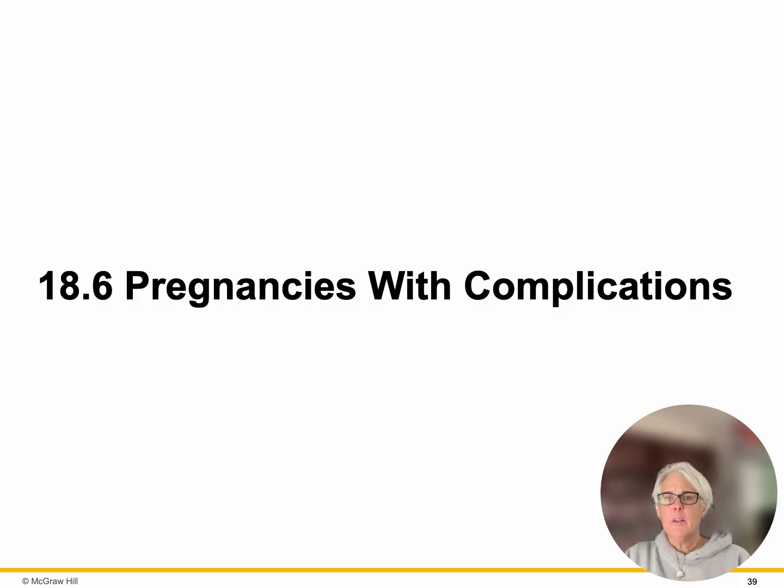Now I'm going to move into pregnancies that are more complex. A pregnancy can be complicated by an existing condition like diabetes or by something that develops during pregnancy like gestational hypertension. In this section, I'll show you how the O codes capture these complications and how trimester and fetus identifiers come into play.